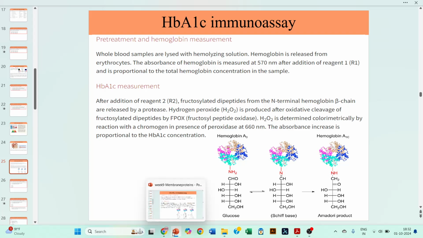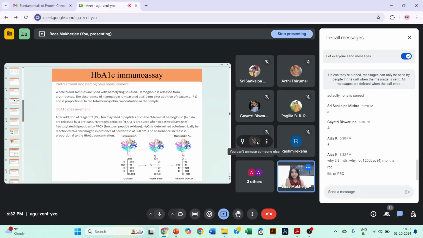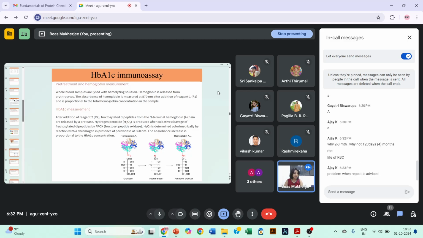So what happens in the HbA1c immunoassay? So the pre-treatment and hemoglobin measurement. So whole blood cells are lysed.